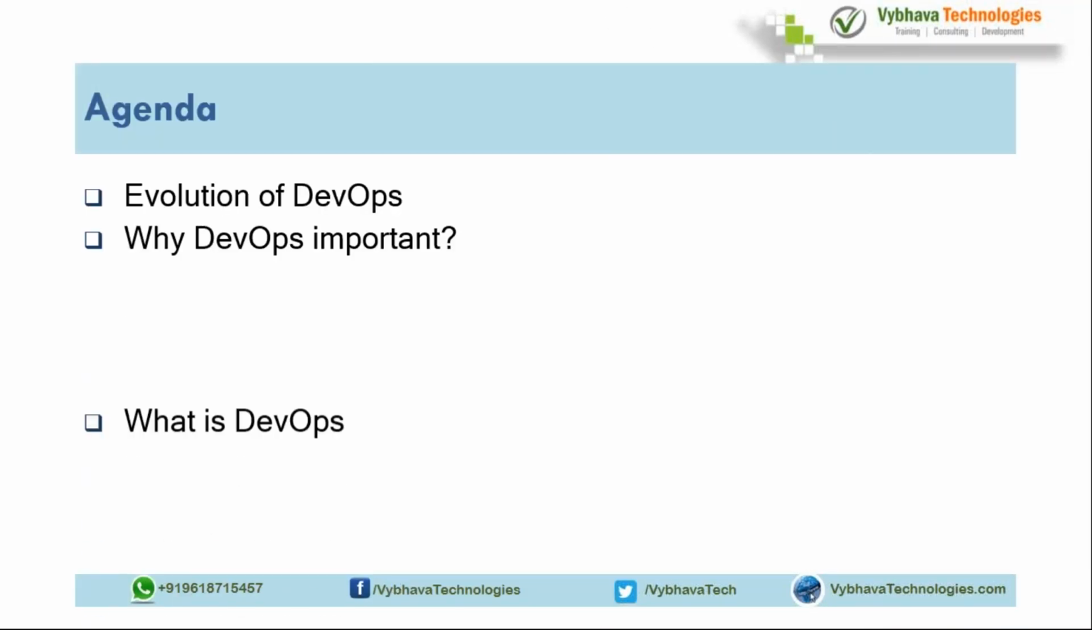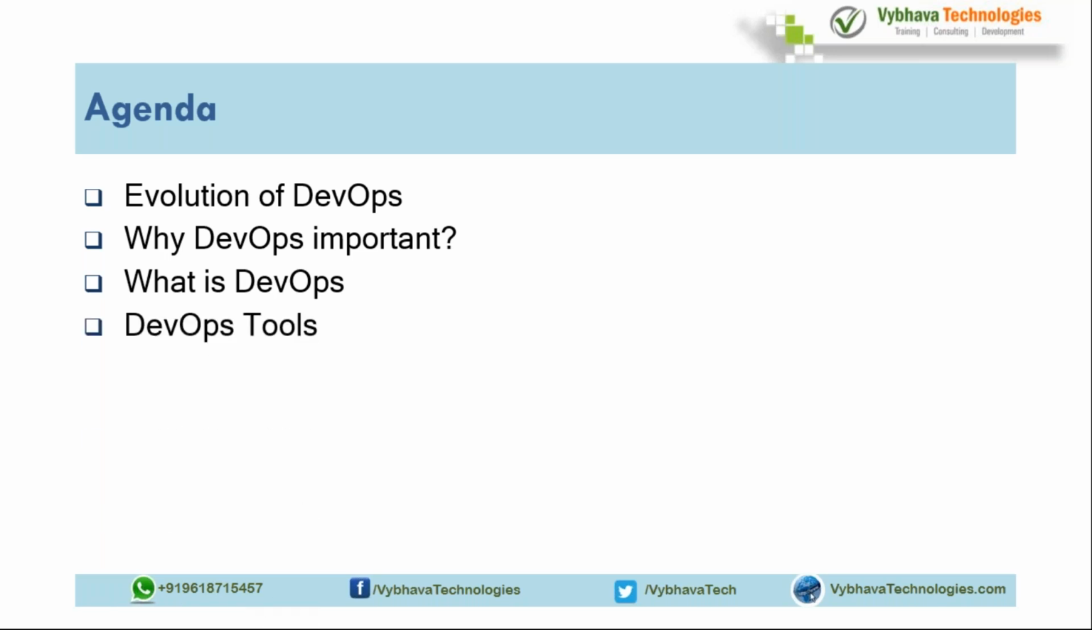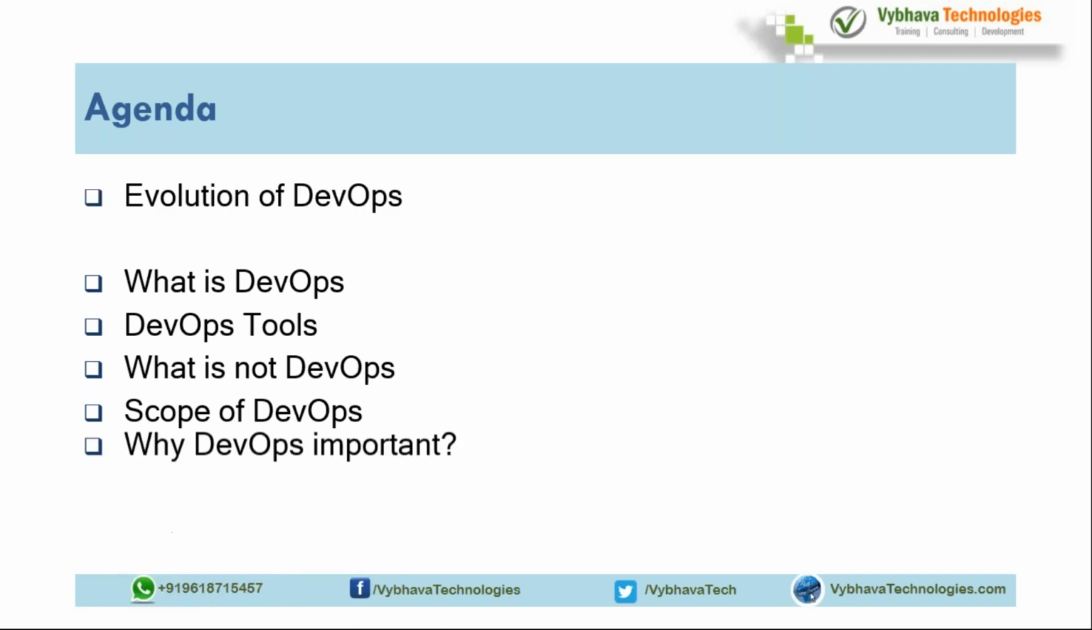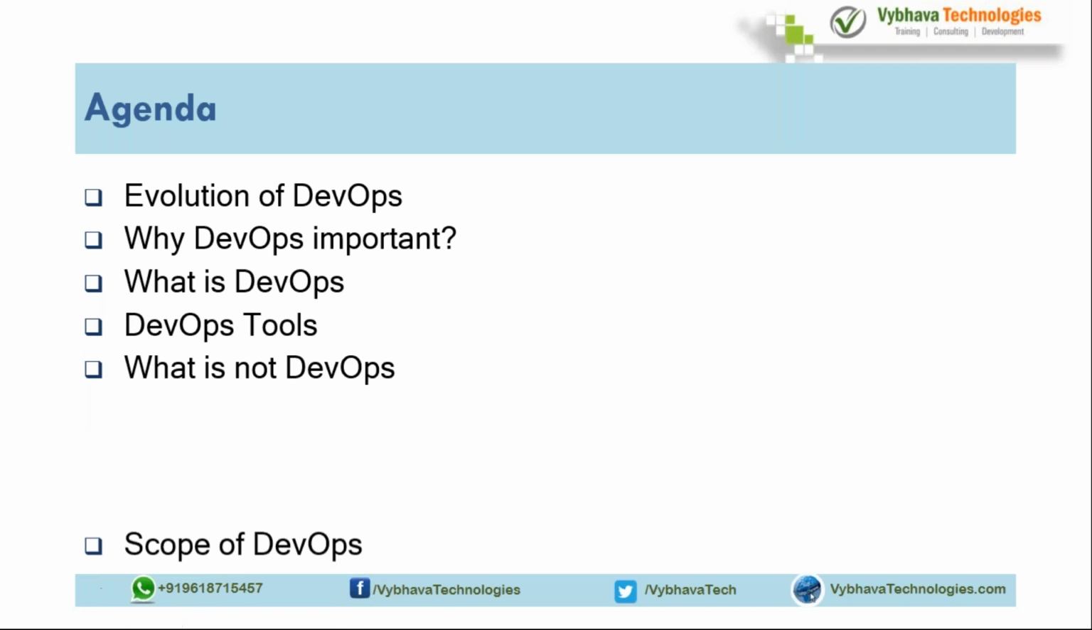So today's demo agenda is that we are going to talk about the evolution of DevOps. Why DevOps is important in current trending IT, and what is actually DevOps? What are the DevOps tools? And then we talk about what is not DevOps so that we can get clarity. And what is the scope of DevOps in the current job market and the requirements in the current trend. These are the major things we are going to cover in this session.